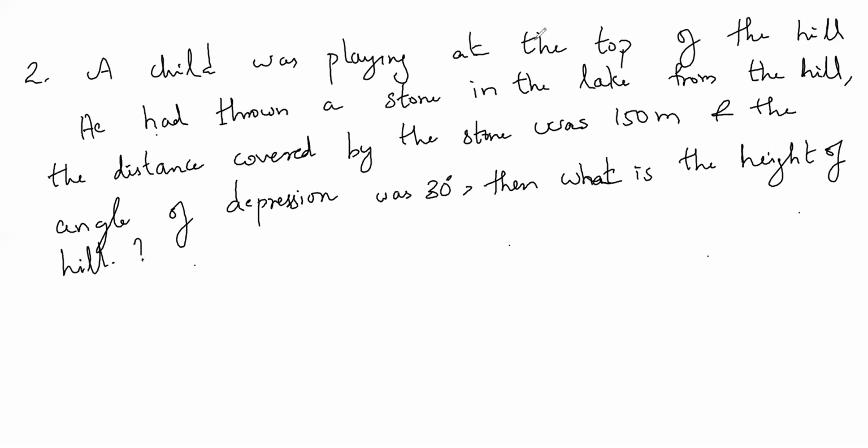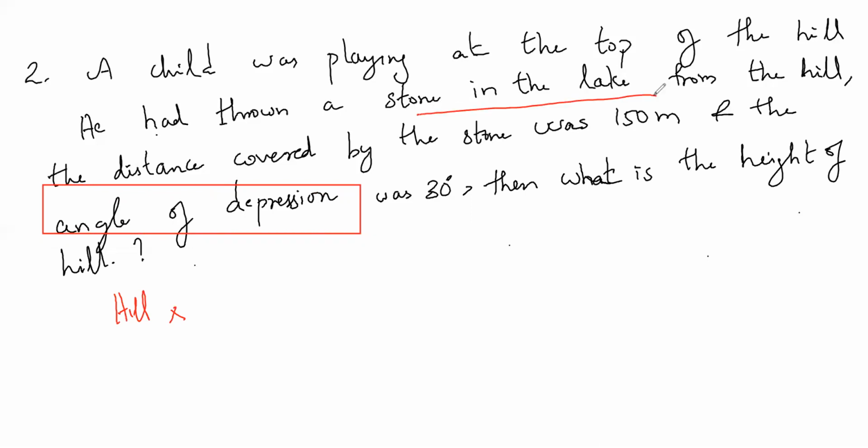First thing is, let my hill be somewhere here. This is my hill. The most important point in this is angle of depression. He had thrown a stone in the lake also. So a lake is also somewhere here. So the lake, I will mark it here. So he has thrown a stone. Correct? Now to the hill, I'll draw a horizontal here.